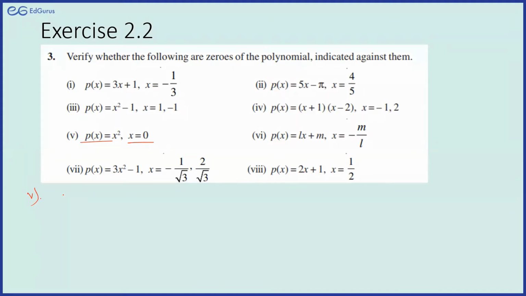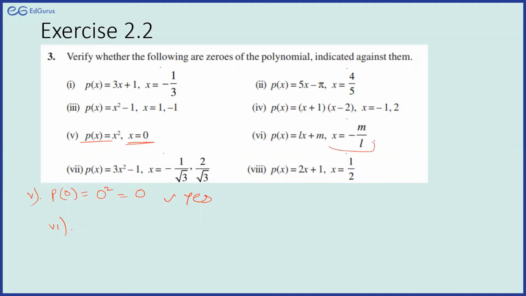Ma'am, putting 0 at x. Very good. Putting 0 at x. So p of 0 is 0 square, which is 0. So yes, the given value x equal to 0 is the zero of this polynomial. Right? Now let's do number 6.